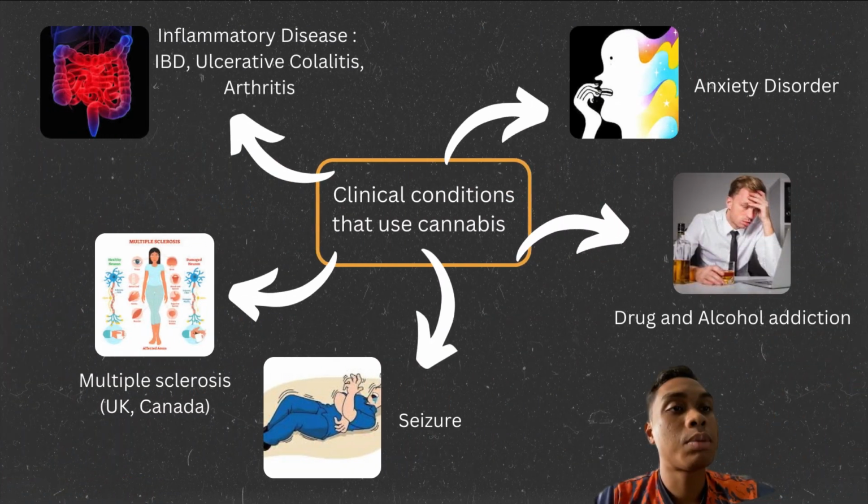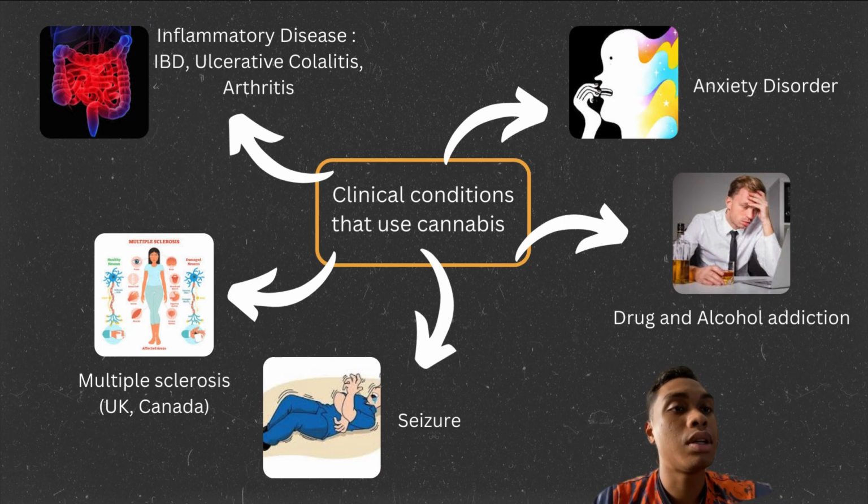So these are some of the clinical conditions that can use cannabis. The first one is inflammatory disease, including IBD, ulcerative colitis, and arthritis. The next one is multiple sclerosis. Cannabis is being used in multiple sclerosis in the UK and Canada. Cannabis is also used in seizure medications, anxiety disorder, and also drug and alcohol addiction.